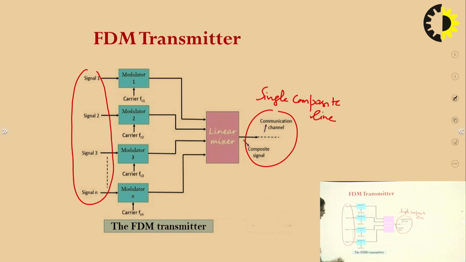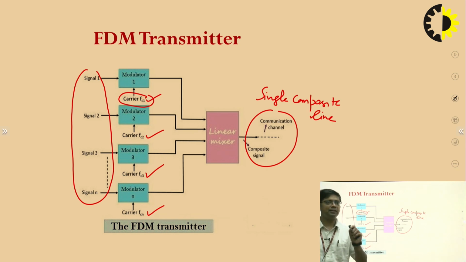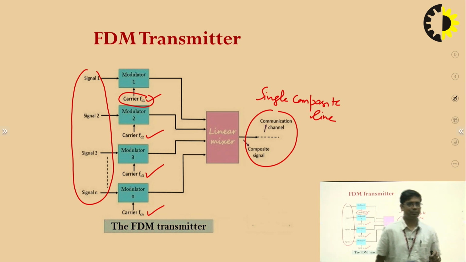Now, how can we transmit n signals over a single line without any interference? In case of FDM, what do we do? We use carrier signals of different frequencies, say FC1, FC2, FC3 and so on up to FCN. So if we have n input signals, then we have to use n different carrier signals, the carrier signals of different frequencies.